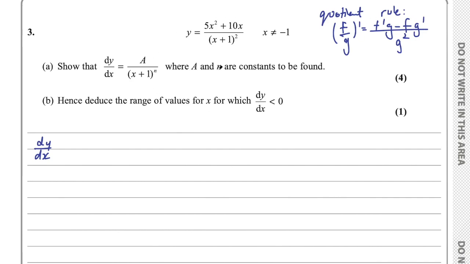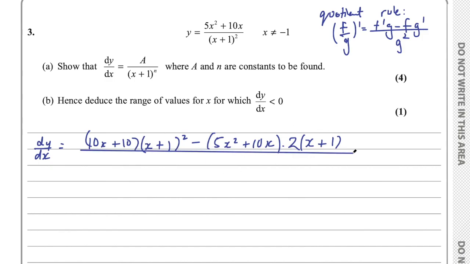So we can use the power rule on the numerator. This would be 10x plus 10 multiplied by g, which is just x plus 1 squared. Subtract f as it is, so 5x squared plus 10x multiplied by the derivative of g. And using the chain rule, this would be 2 times x plus 1 multiplied by the derivative of x plus 1, which is just 1, so this would just be 2 times x plus 1. And then this is all over g squared, which would be x plus 1 to the power 4.